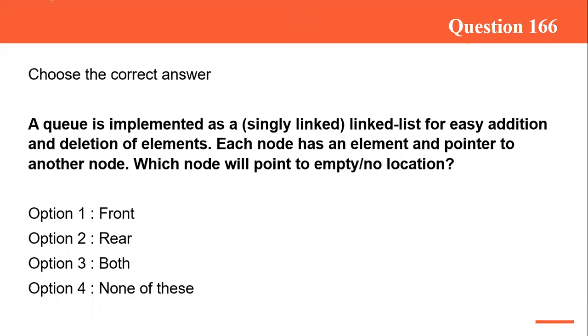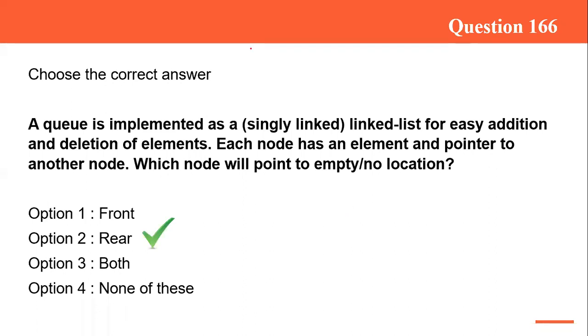Queue implementation using a single linked list for easy addition and deletion of elements. Each node has an element and a pointer to another node. Okay, which node will point to empty or no location? In a linked list, which node will point to a null pointer, which will store null? The last node, right? So what is the pointer which will store the last node's address? Rear pointer. Simple one. Rear is a pointer which will store the last element's address. Rear's next will be null because that's the last element. Okay. Answer should be rear.